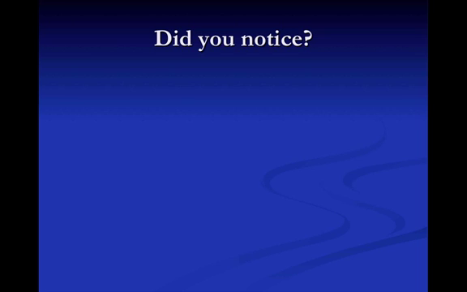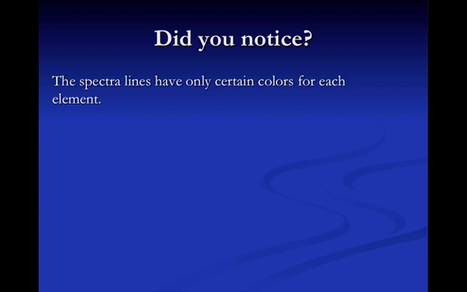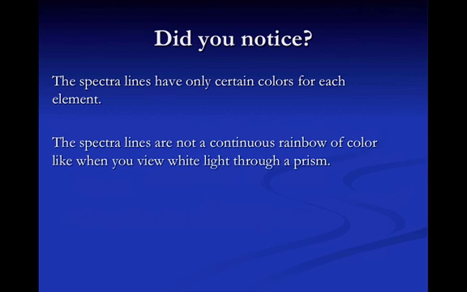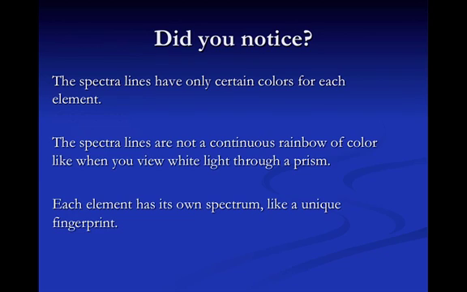Some things to notice about the spectra, and you can turn back and look at it if you like. The spectra lines have only certain colors for each element. The spectra lines are not a continuous rainbow of color, like when you view white light through a prism. And each element has its own spectrum, like a unique fingerprint. Of course, we wanted to know why.